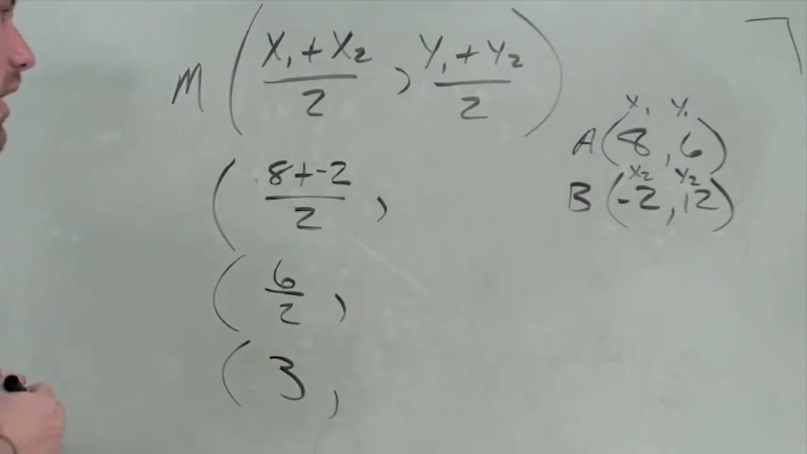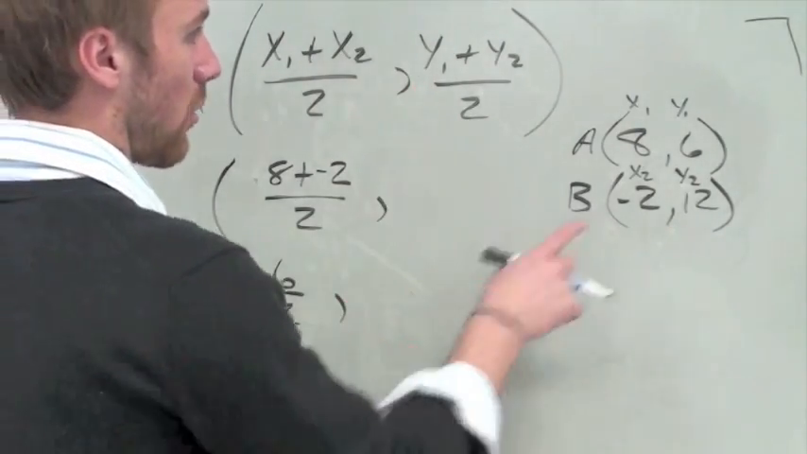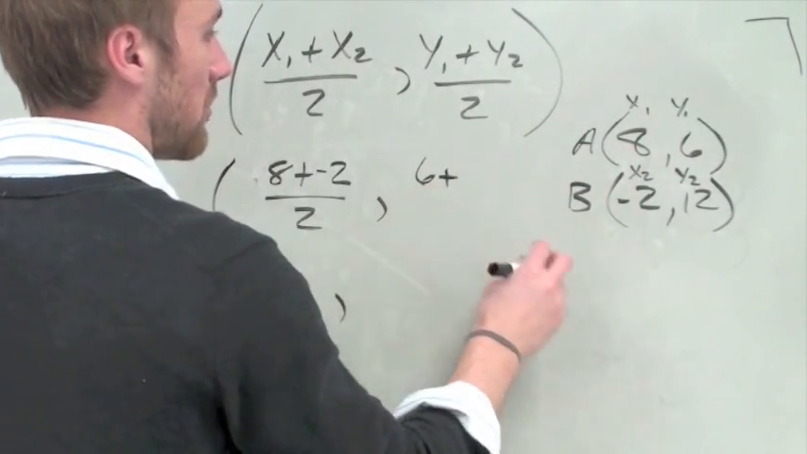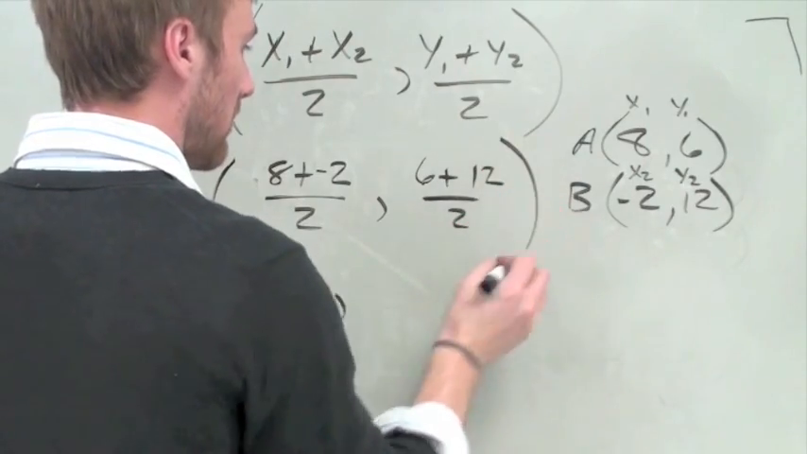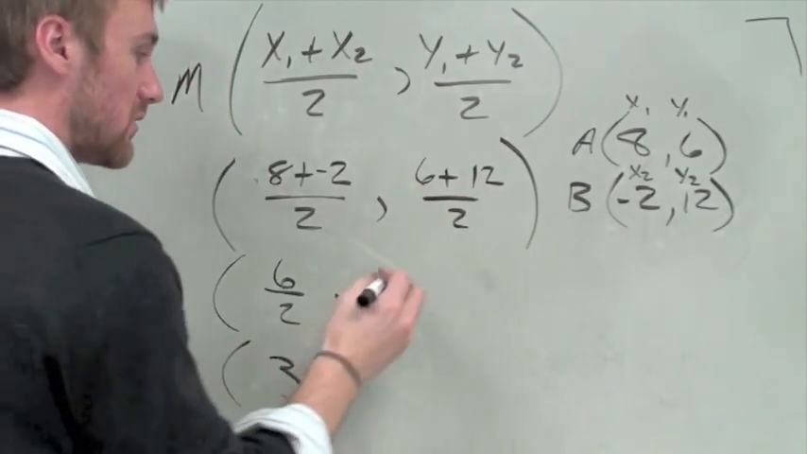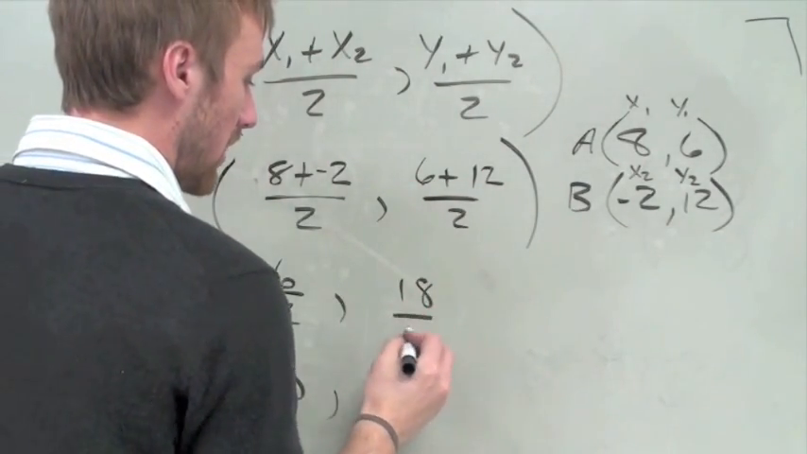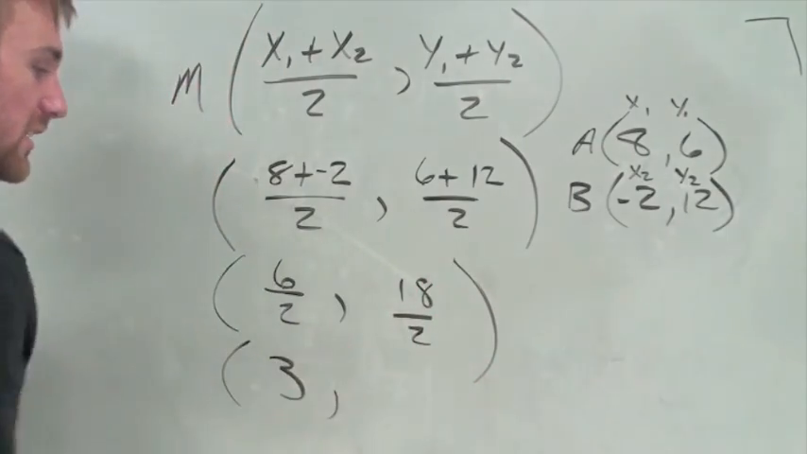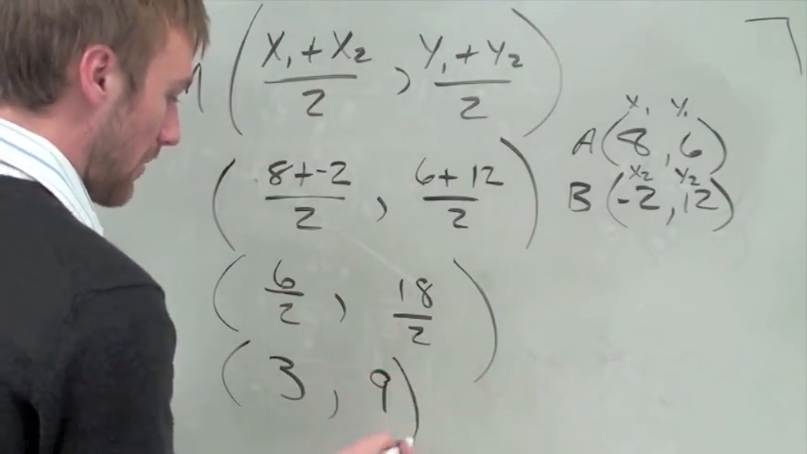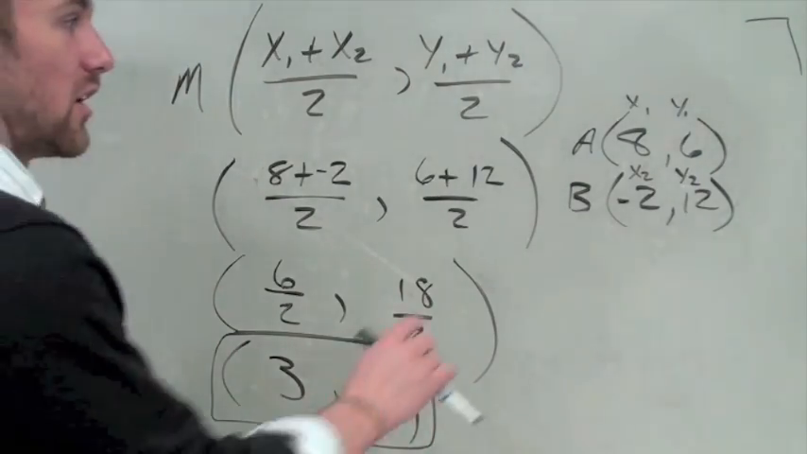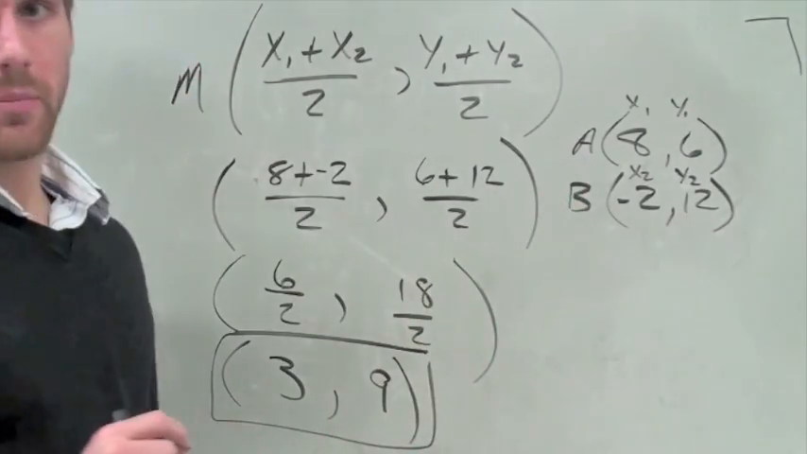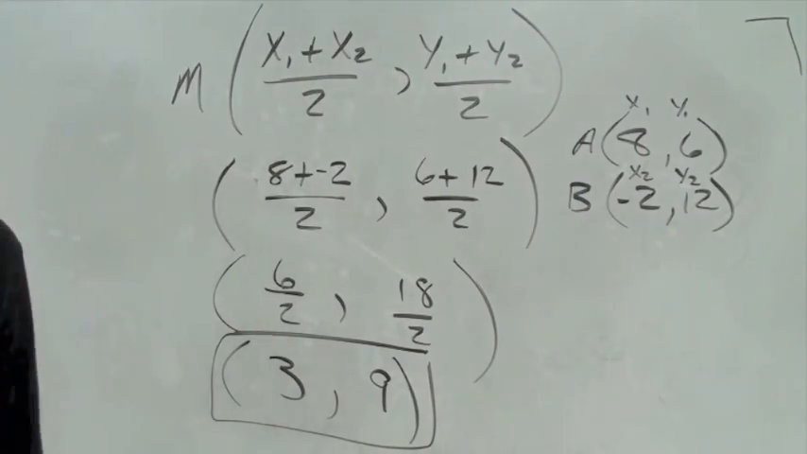Now we just got to find where our y is going to be. So we take our y1, which is 6, plus our y2, which is 12, and divide it by 2. 6 plus 12 is 18. It's still divided by 2. Then 18 divided by 2 is 9. This is the location of the point that will be in the exact middle of a line that goes through A and B. You're a wonderful person.